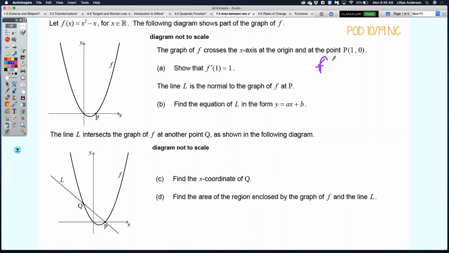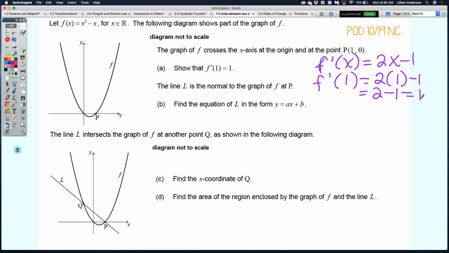So then we want to make sure that we do that. And then to actually show that f prime of 1 is equal to 1, what should I do? I need to plug in that x value of 1. So that gives me 2 times 1 minus 1, 2 minus 1, which is indeed 1.